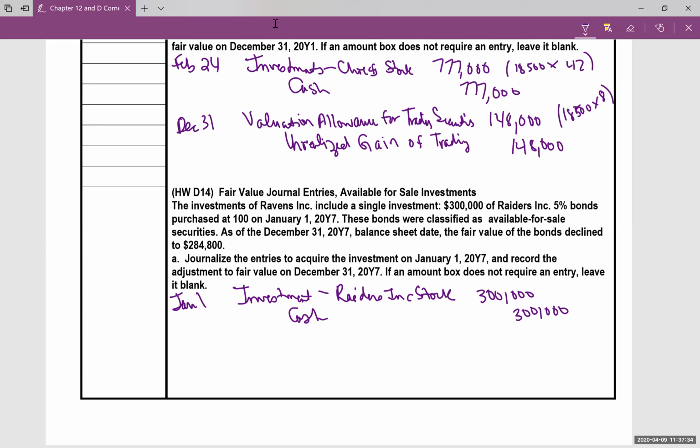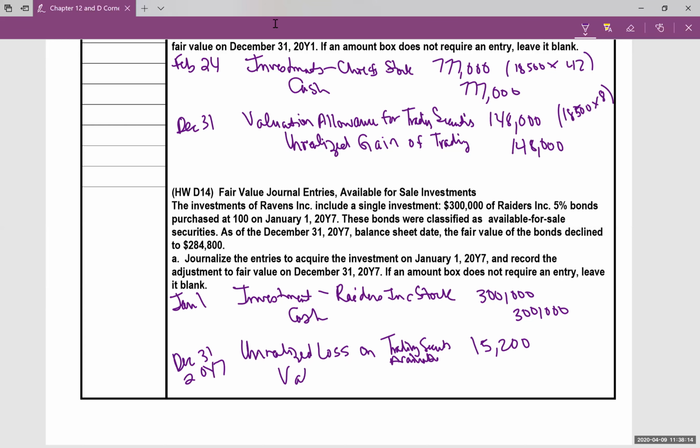Now let's do the fair market value. It's the end of December 31st, 20Y7. And the debit is going to be to unrealized loss. Remember, losses are debits, gains are credits. Unrealized loss, and I think it's specifically on, I don't know for sure on this, double check me. It's either on trading securities or this one on available for sale. I'm not quite sure of the label on this one. The amount is $15,200, and we'll look at that number in a minute.